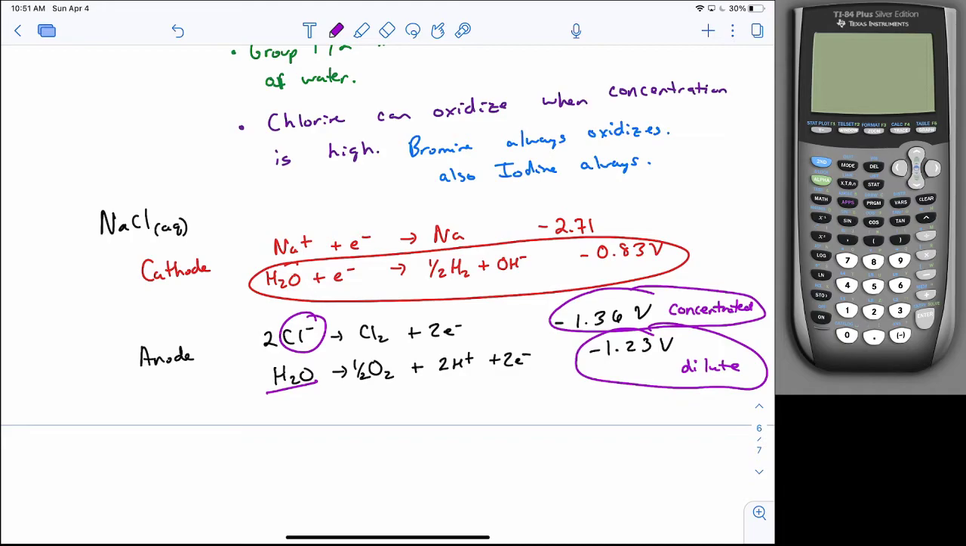Therefore, the anode's purpose is to attract the species there so it'll oxidize, and it has a positive charge. Water is slightly polar, so it'll be attracted there when it's in abundance. But when there's too much Cl minus there, even though Cl minus is slightly worse at oxidizing, it'll be more attracted to the anode, so it'll end up oxidizing instead.